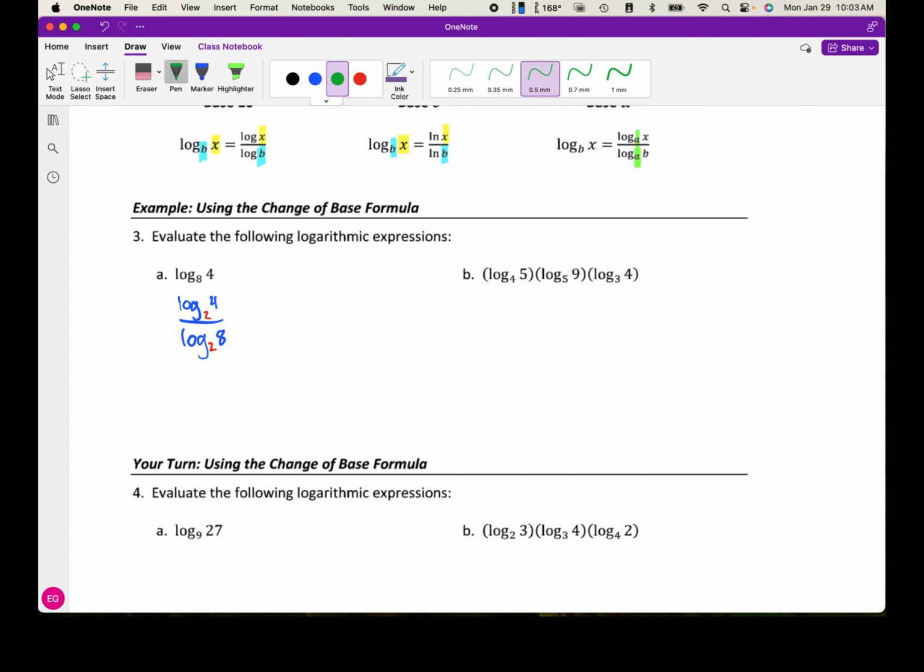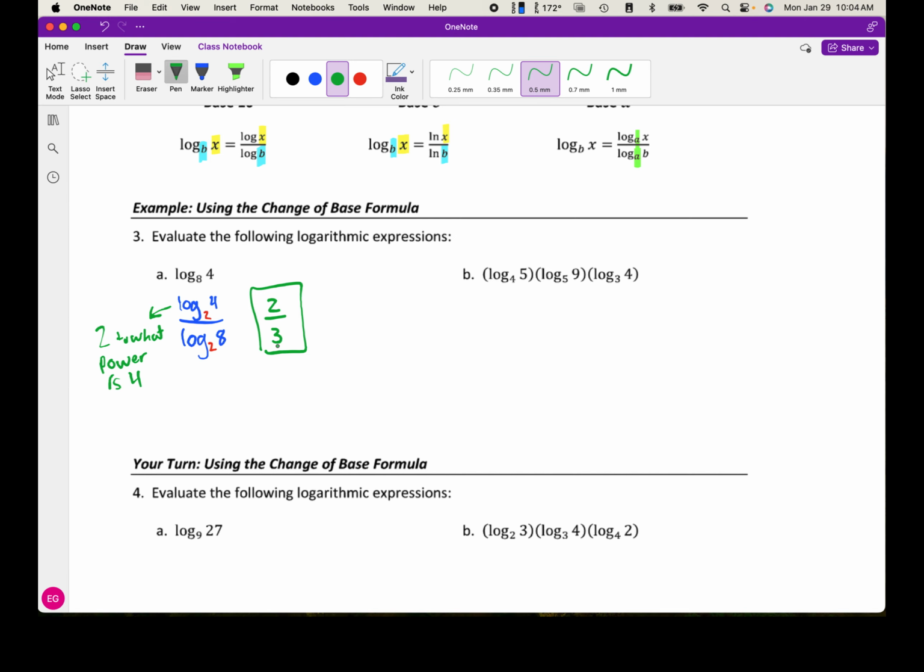And now what we need to do is just think about, like, what is this log saying? So this first log, right, it's saying 2 to what power is 4? And we know that 2 to the second power is 4. The bottom one is saying 2 to what power is 8, and we know that 2 to the third power is 8. So log base 2 of 8 is equal to 3. And we got that log 8 of 4 is going to equal 2/3.